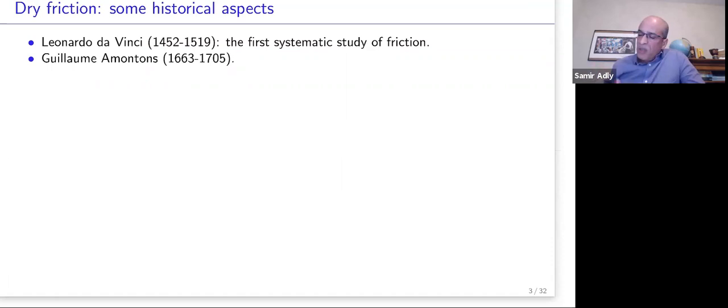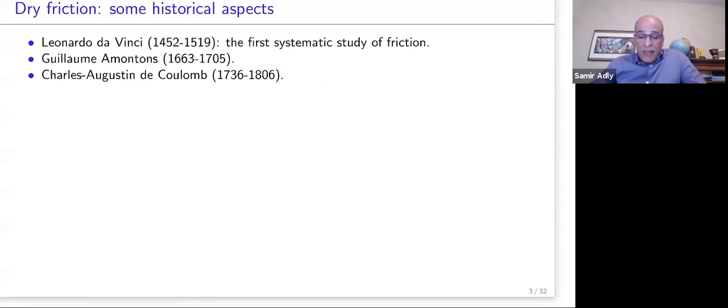So Amontons' laws of friction say the following: the force of friction is directly proportional to the applied load. This is what we call the first Amontons law. And the second one is that the force of friction is independent of the apparent area of contact. And we have to wait until the 18th century, when Charles Augustin de Coulomb, a well-known French physicist, added a third law on friction: the kinetic friction is independent of the sliding velocity.